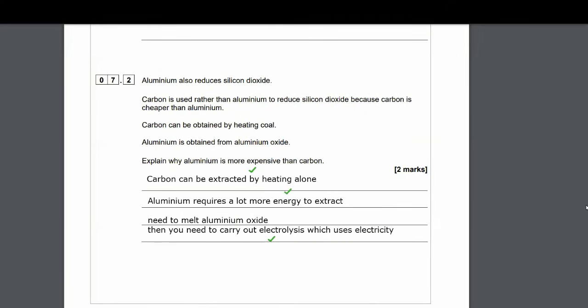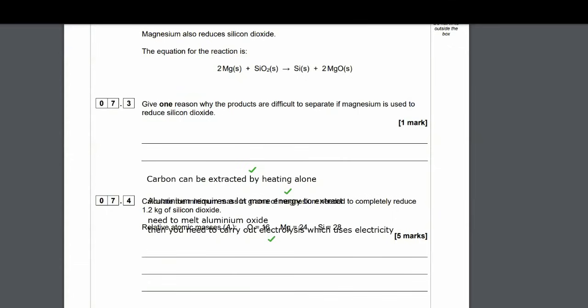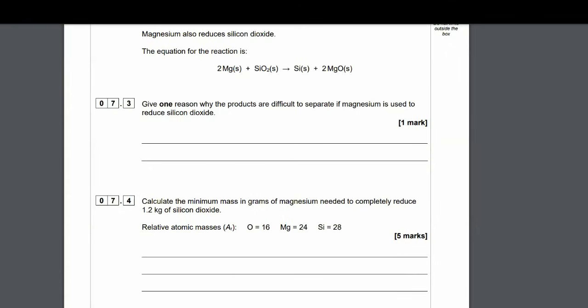Cool. Let's zing, zing, zing. 7.3. Booyah. You will always get this in every exam, this type of question that's coming up now.